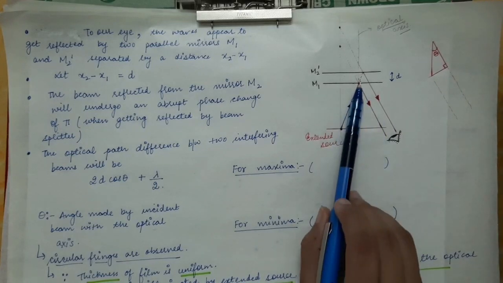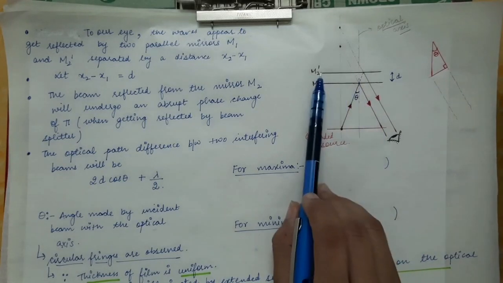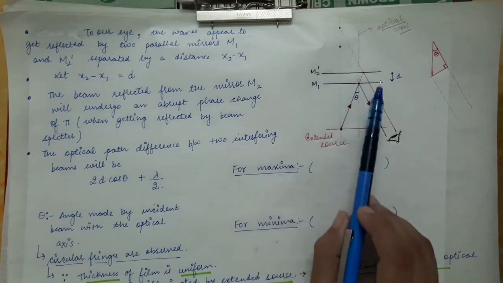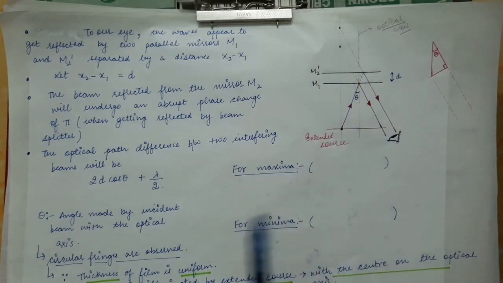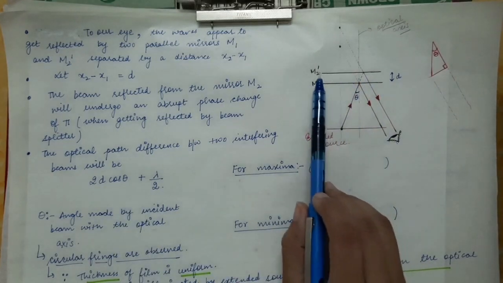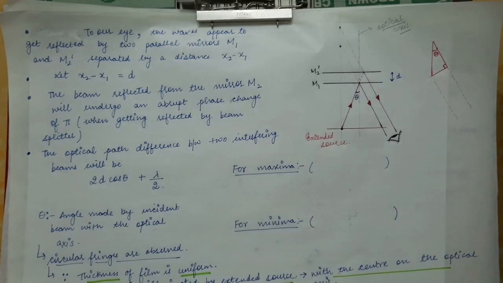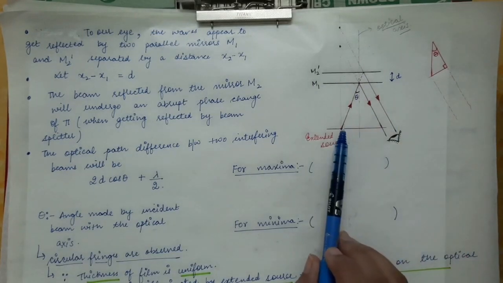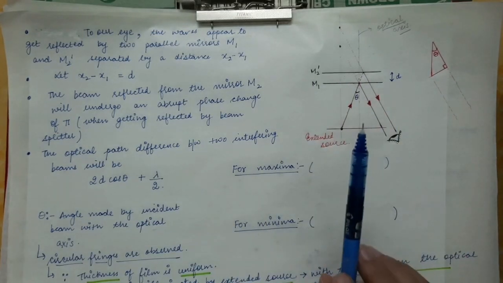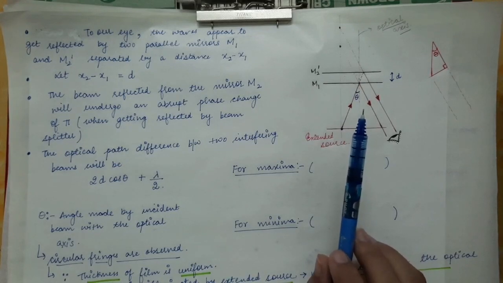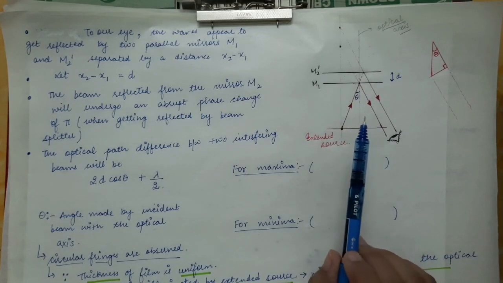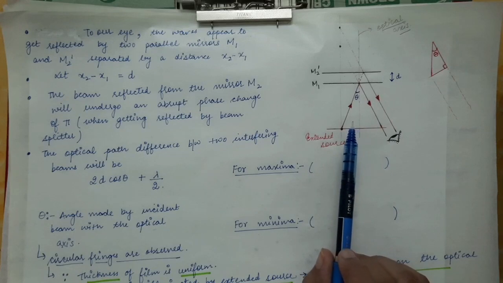Now this same ray will also fall on the mirror M2 prime and get reflected from it. M2 prime is the image of the mirror M2. So the ray which was falling in the last diagram on the M2 mirror had an angle of incidence equal to 0.